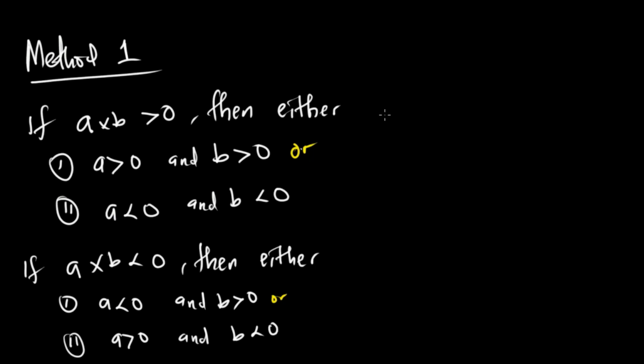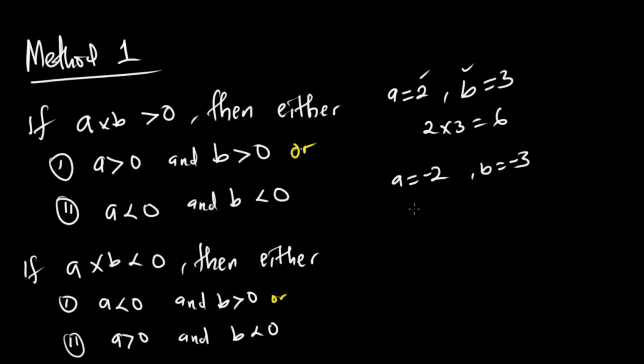For example, let's say we have a equal to 2 and b equal to 3. If you multiply a times b, in this case 2 times 3, we are going to have 6. So here we have a multiplied by b greater than 0, as you can see we have a greater than 0, which is 2, and also b greater than 0. And if you consider the second condition, a equal to negative 2 and b equal to negative 3, then negative 2 multiplied by negative 3 gives 6. So if either of these conditions is satisfied, we always have a multiplied by b greater than 0.